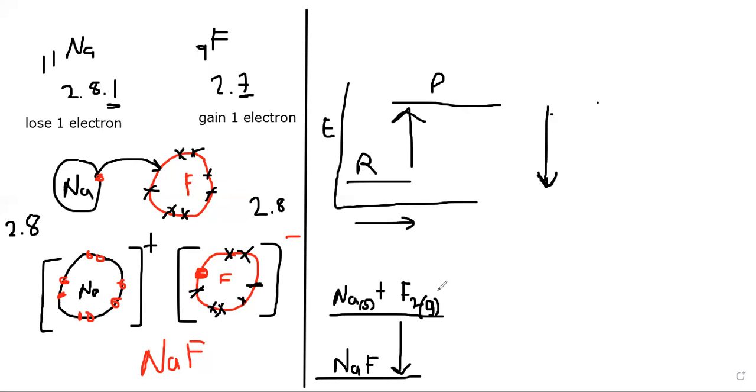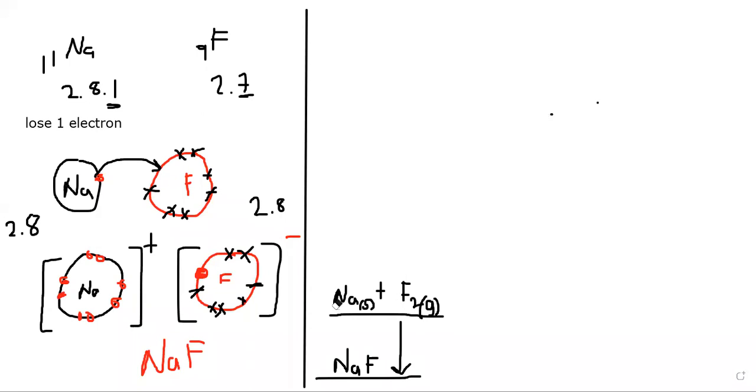So the Born-Haber cycle is essentially an energy profile diagram showing the different energy changes associated with forming 1 mole of the ionic compound. The fact that this arrow is pointing downwards tells you it is an exothermic process. So let's continue. Sodium plus fluorine will form sodium fluoride. This is the direct route.